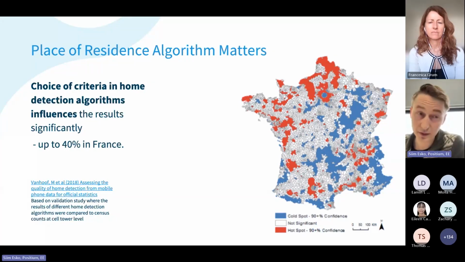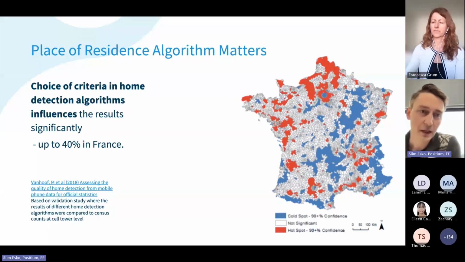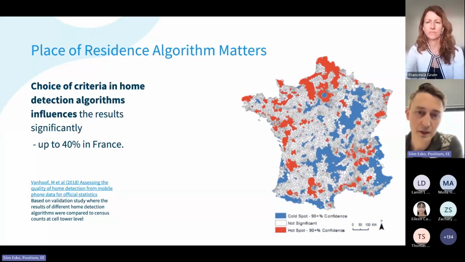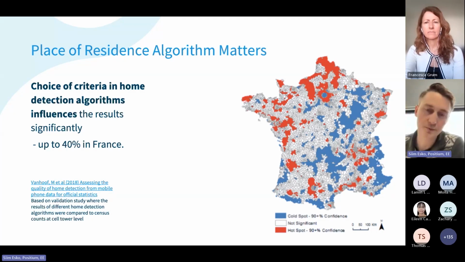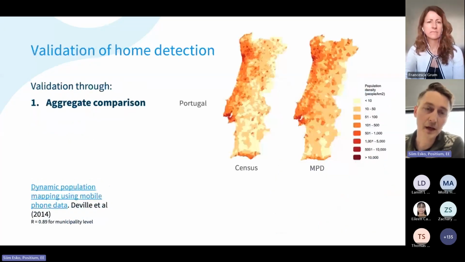And from the guide, I'd like to point out some important points. One is that the choice of criteria in the place of residence detection algorithm actually does matter. So there's a link to a study done in France, a meta review of different methods, actually tested on mobile phone data. There's a big difference in what kind of method you choose to understand place of residence. And how to validate could also have different methods.